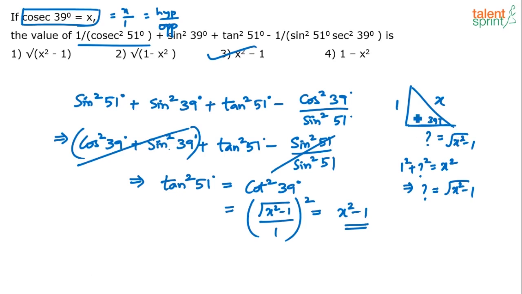This side we have considered as question mark. By applying Pythagoras theorem, we get this as x square minus 1, right? This is a calculation. So he's asked us to find out tan square 51 indirectly. Tan square 51 is cot square 39. Now cot theta is adjacent side by opposite side. Adjacent side is root over x square minus 1, opposite side is 1. But this is cot square, so whole square. So this gets cancelled and we are left with x square minus 1, which is option 3.